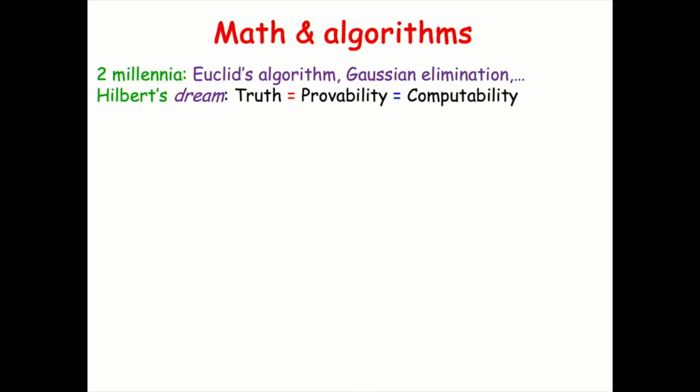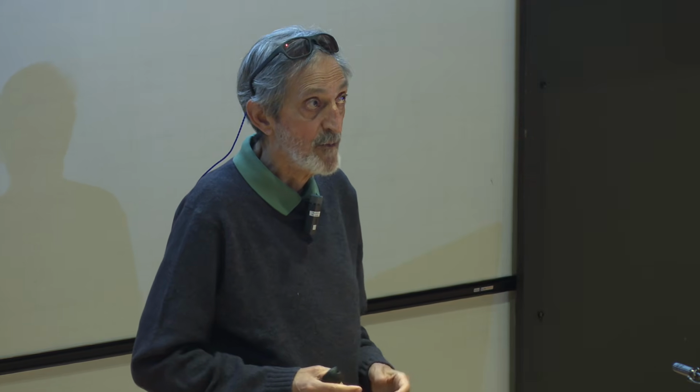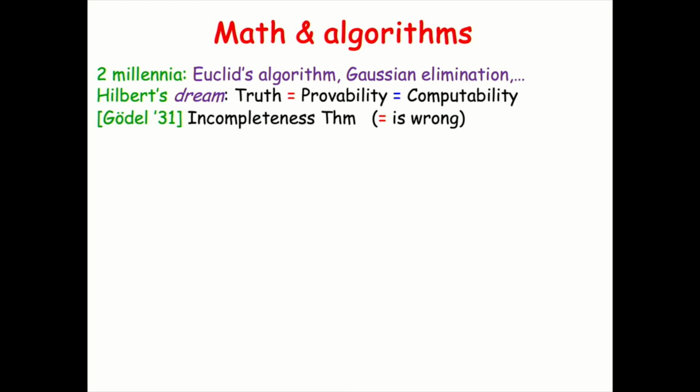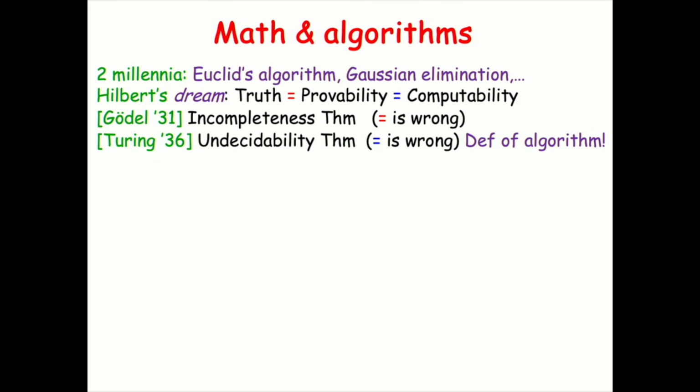Hilbert had a dream. His dream was that we will know, we must know, we will know. So he believed that truth in mathematics is the same as provability in mathematics. And he further believed that if proofs exist, they can be found by a mechanical procedure. This amazing, beautiful dream was shattered completely, first by Gödel, who proved the incompleteness theorem, showing the first equation is wrong, and then by Turing, by his undecidability theorem.